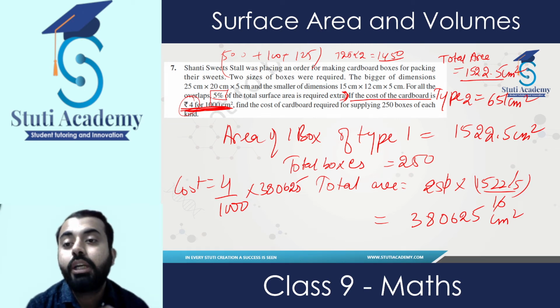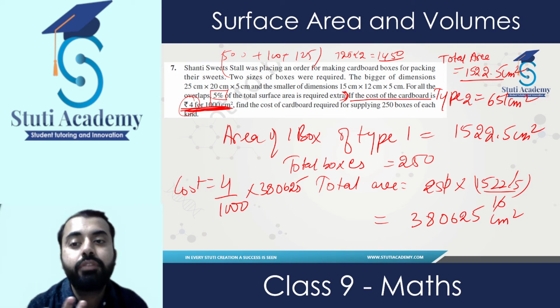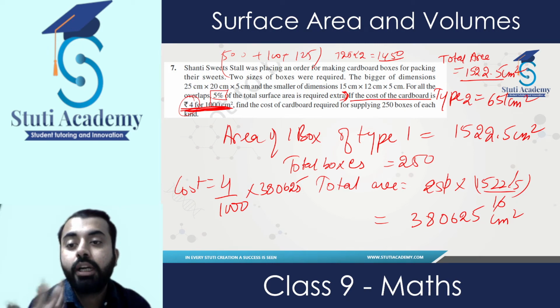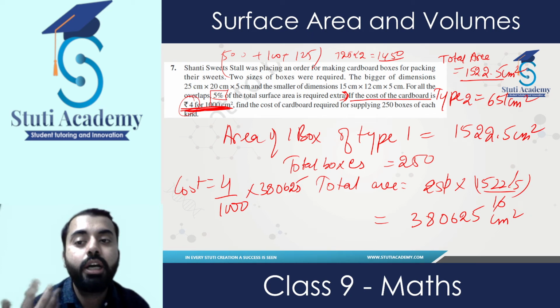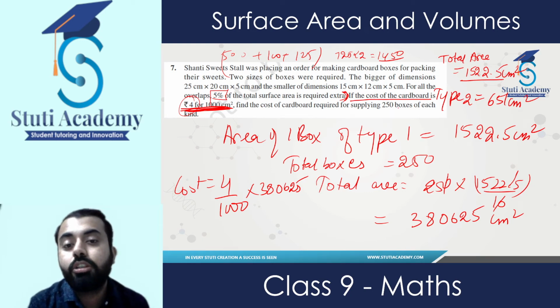Let me just tell you. Firstly, it was given to you that the box order that was placed was for two different sizes of boxes. First one of 25, 20, and 5 centimeter sizes, and another one was 15 by 12 by 5. For covering them, I required 5% of extra. So for finding the total surface area of type 1, finding its 5%, adding both of them, I got my total surface area of one box of type 1. Similarly, finding the area of one box of type 2, I had to do what?